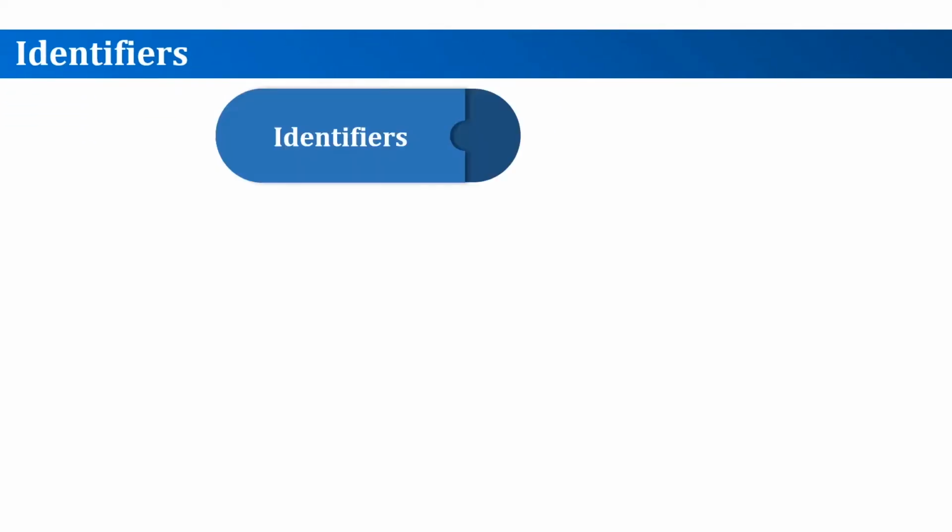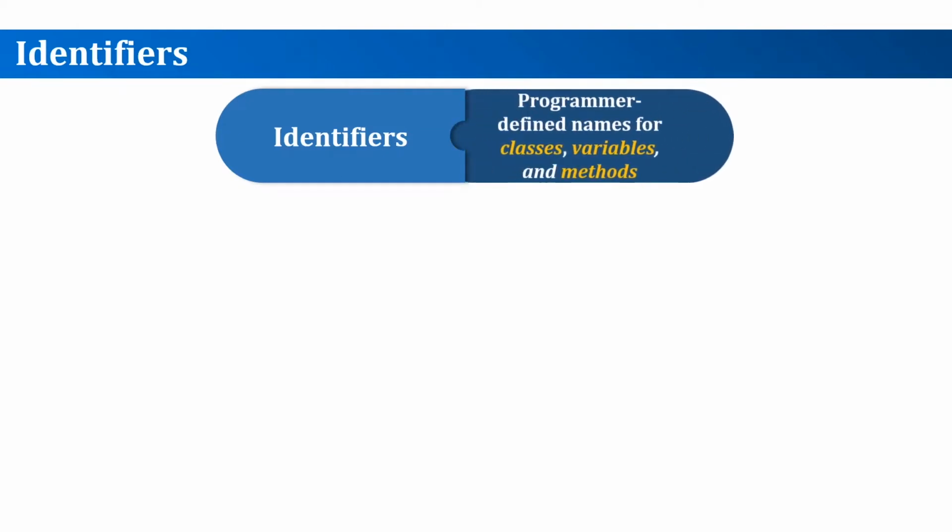In this video, we will learn what identifiers are and the rules for creating them in Java. Identifiers are the names that you, the programmer, give for the elements of your code, such as the classes, methods, and the variables. When you choose a name, Java has a set of rules.